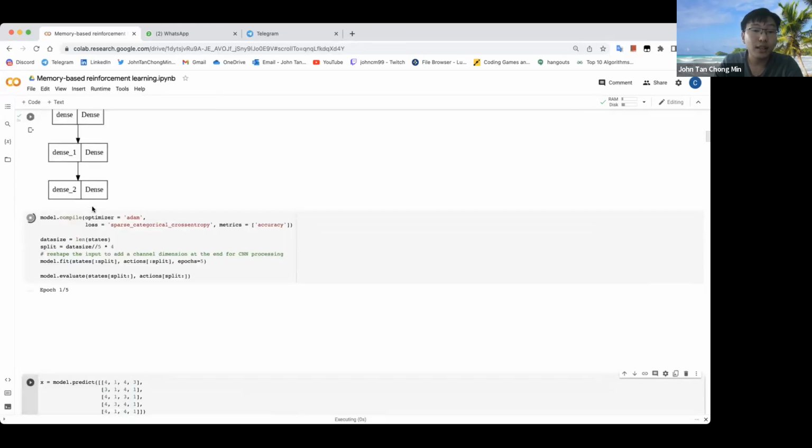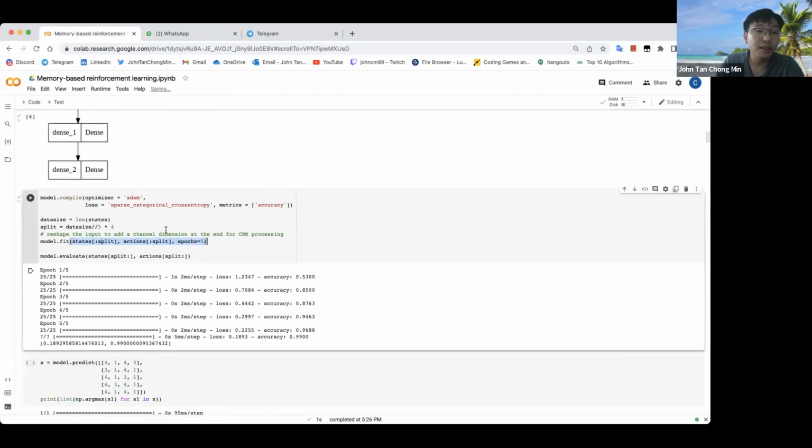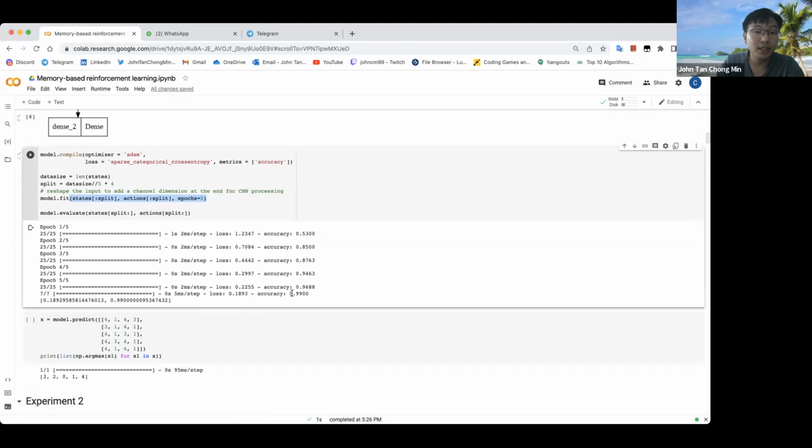Okay, so what I do is I use Adam and accuracy, and then I do an 80% train, 20% test split. You can see that on the test set, it performs at 99% after 5 epochs.